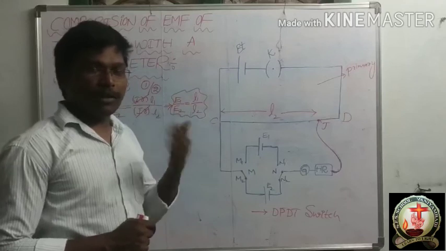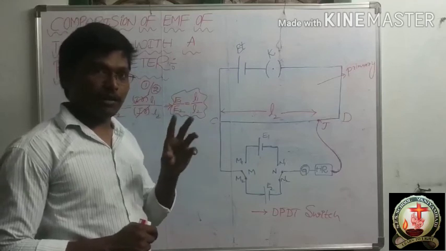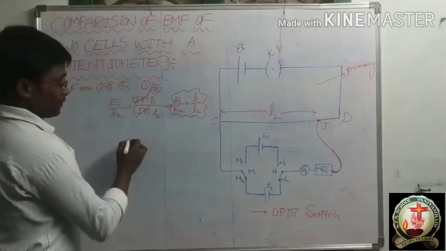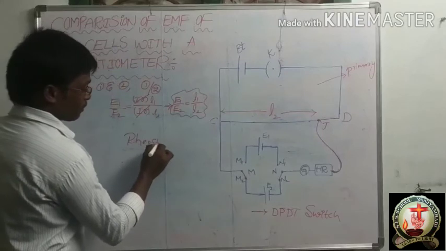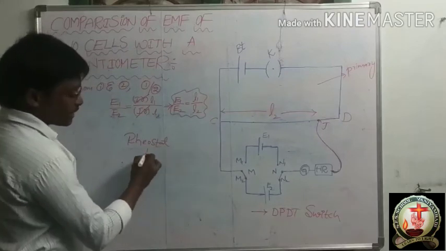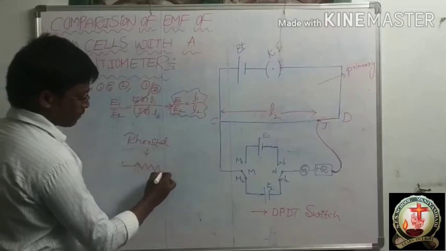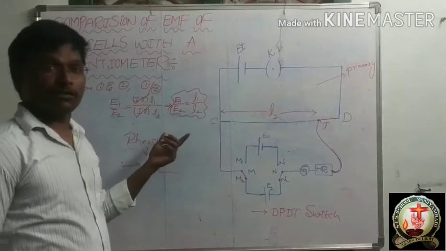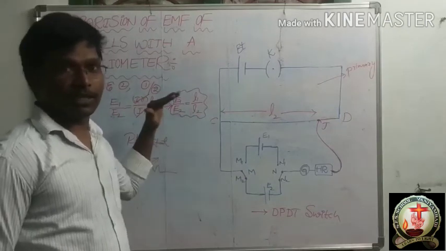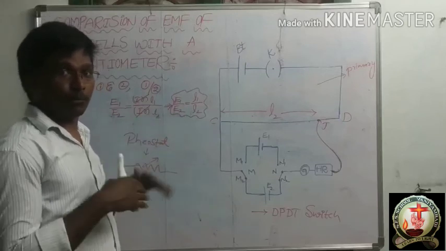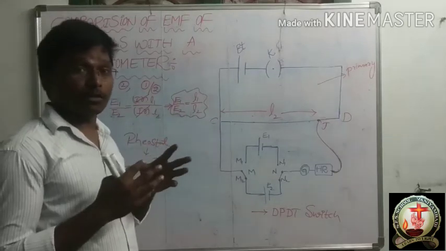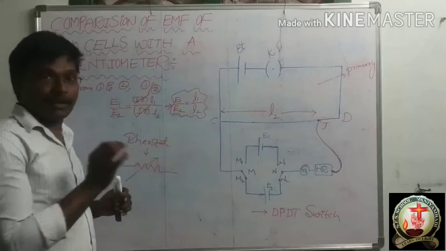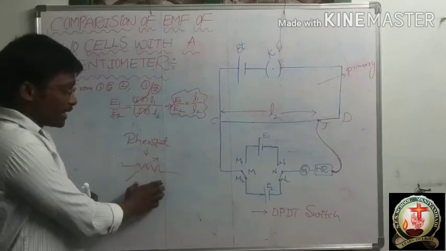Now I will tell you about one different device, one different instrument. That instrument name is rheostat. This is finished, the expression of the comparison of EMF of two cells. Now along with it, I am going to give information about one instrument. What is that instrument name? Rheostat. Now the symbol of this rheostat is this one.